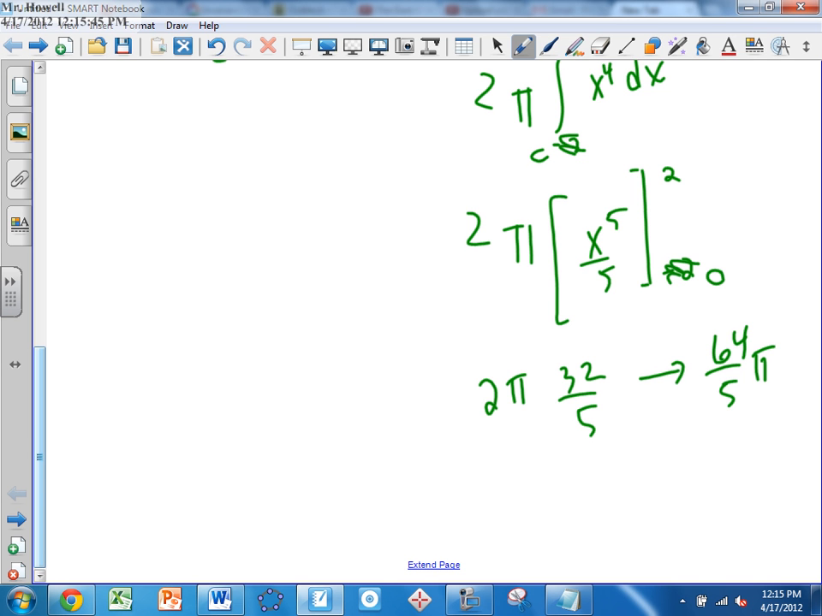What do I write next? Thank you. Units what? Cubed. Good. It's cubed, cubed, cubed. Volume, right? Three-dimensional world. So this would be my answer for this kind of a problem.